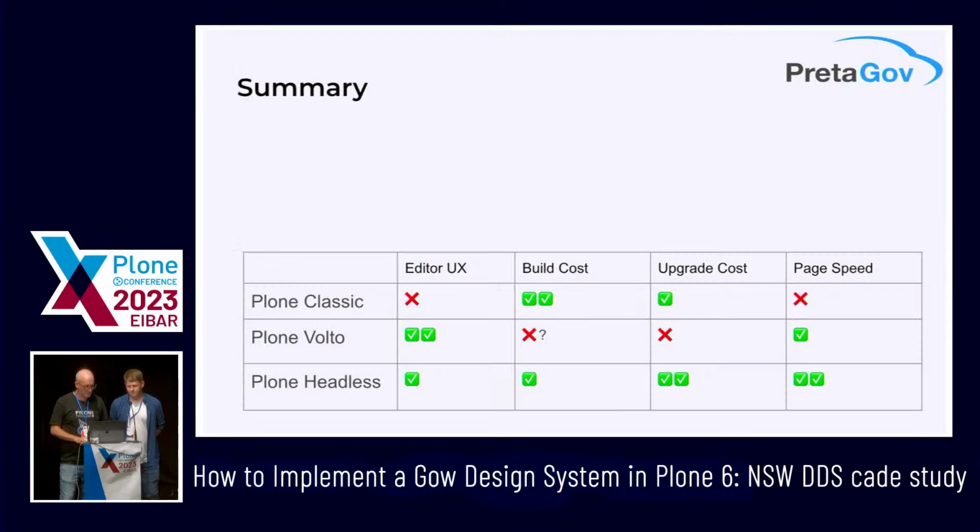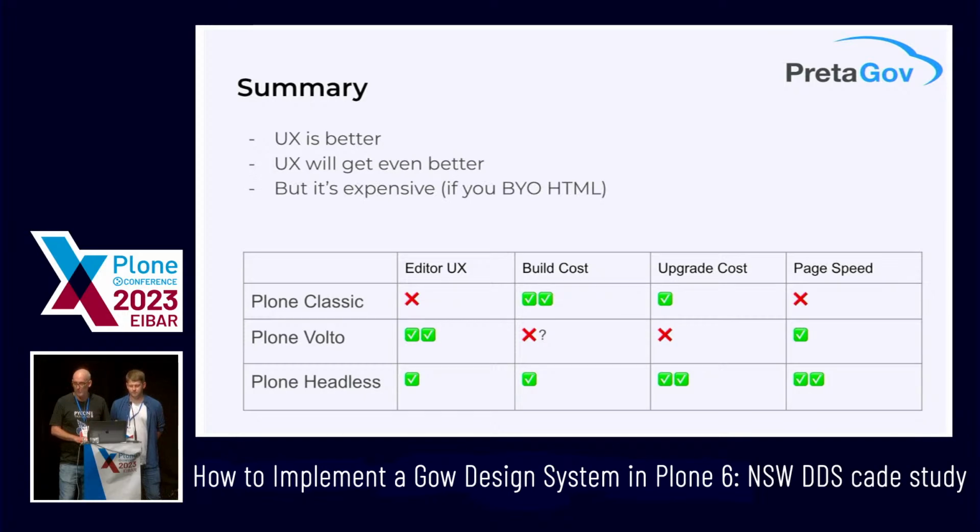So, to summarize, the UX is definitely better. The UX is going to get even better, I think, as some of these bugs get fixed and as Quanta comes along. It is expensive if you bring your own HTML. One thing I haven't talked about yet is that when you want to do some custom stuff, it's React, man. It is much easier to get much better UI, much quicker, and that saves you a lot. And React developers cost less as well. From a business point of view, you don't have to train people on Dexterity and all the ways of implementing classic stuff.